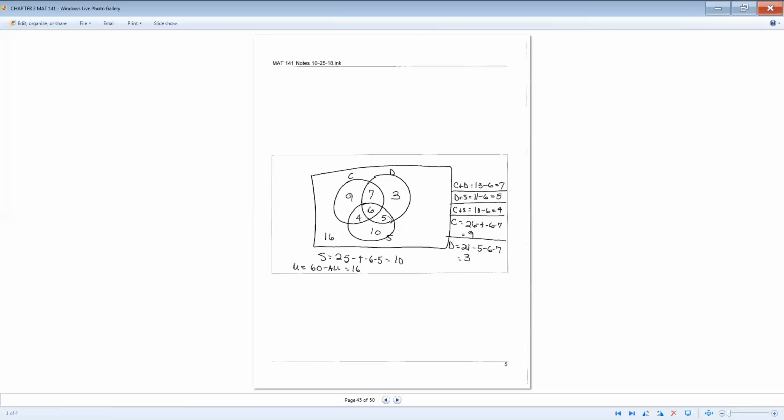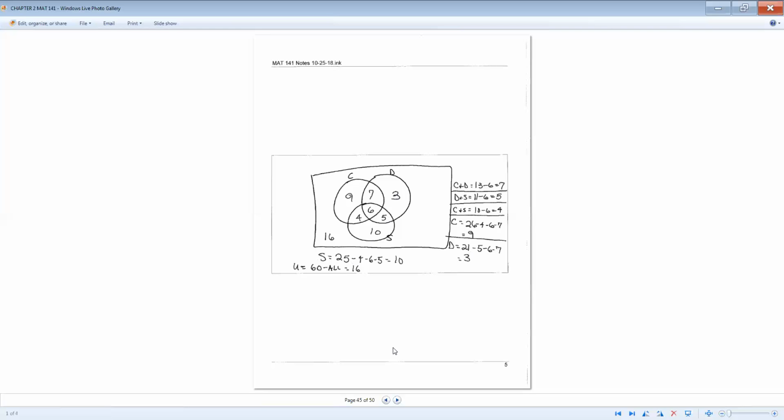So we do 21 minus 5 minus 6 minus 7, and that'll leave me with 3 out here. And then science fiction, the whole circle has to add up to 25. So we do 25 minus 4, 6, and 5, and that'll leave me with 10 on the outside.